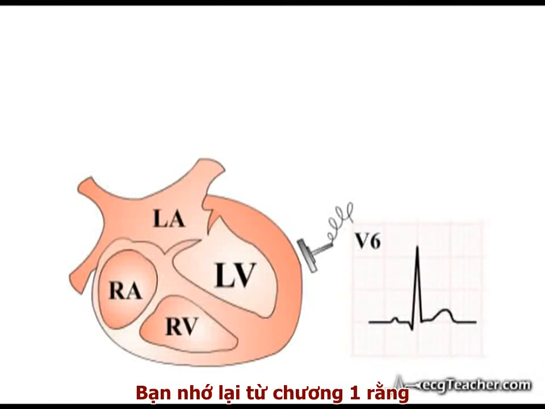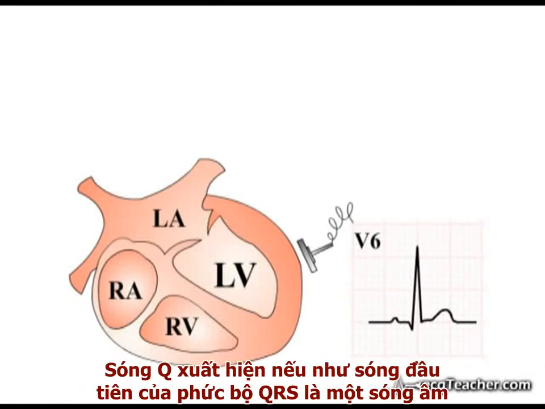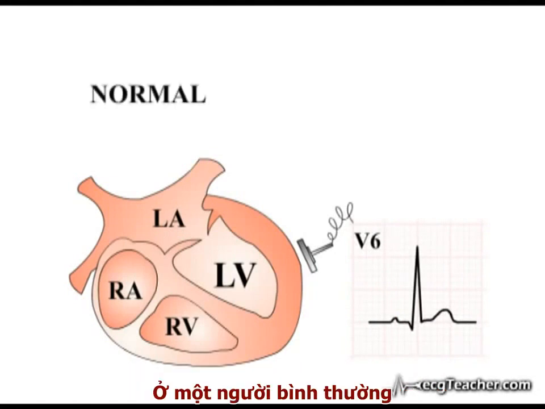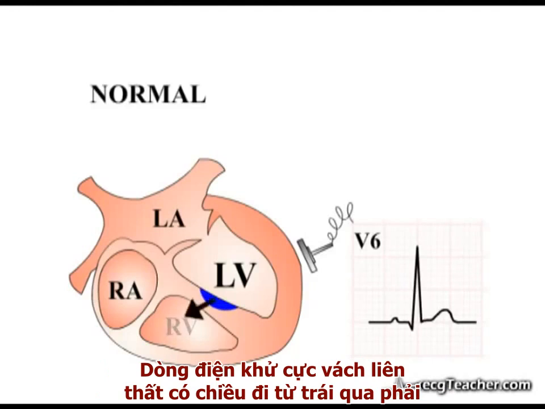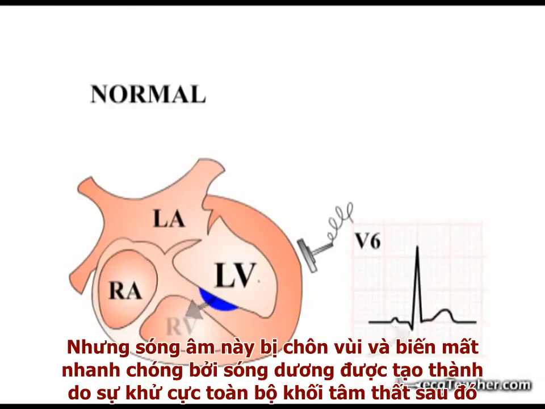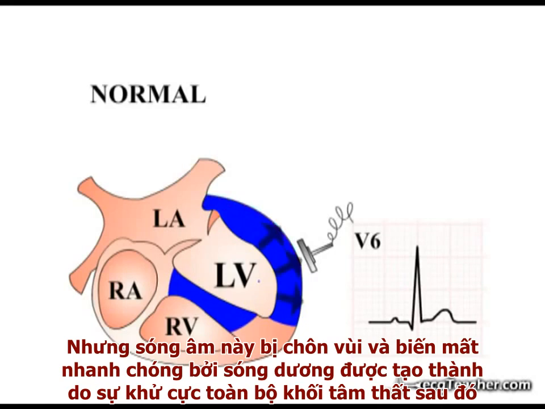You will remember from section 1 that a Q wave exists if the first deflection of the QRS complex is negative. In a normal person, the left to right movement of current during depolarization of the interventricular septum can produce an initial negative deflection in the QRS complex in the left lateral leads. But this negative activity is rapidly overwhelmed by current spreading through the left ventricle.